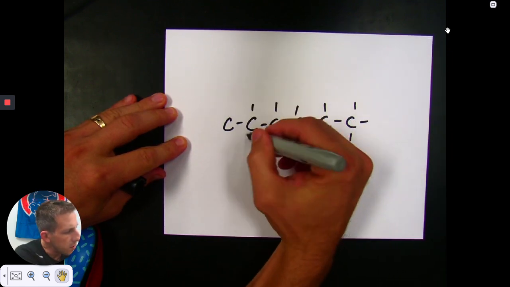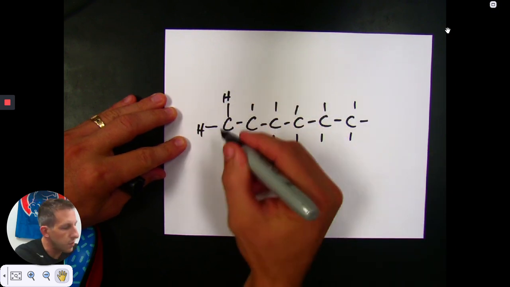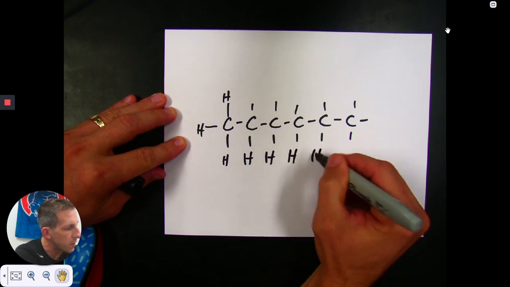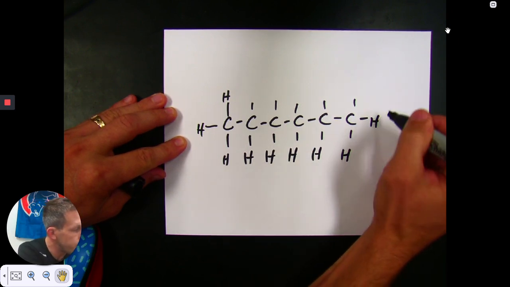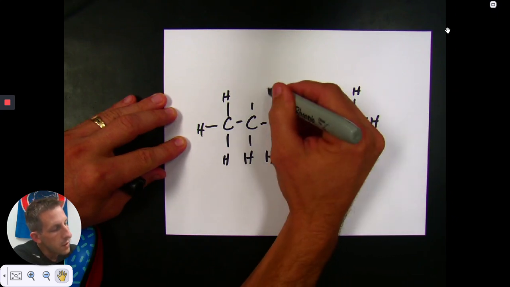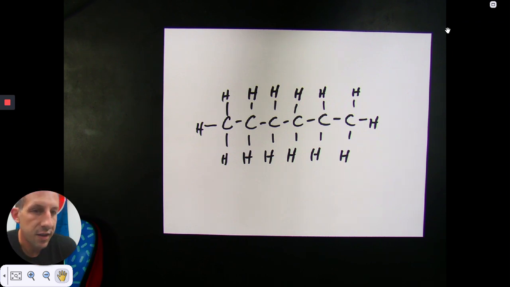Okay, so a hydrocarbon basically means that there's C's connected to C's, and all these C's, if they're not connected to another C, they're connected to an H. Okay, this is the most basic understanding of organic chemistry. You put a bunch of C's together in a chain, and then you surround all the C's until they have bonded with H's.